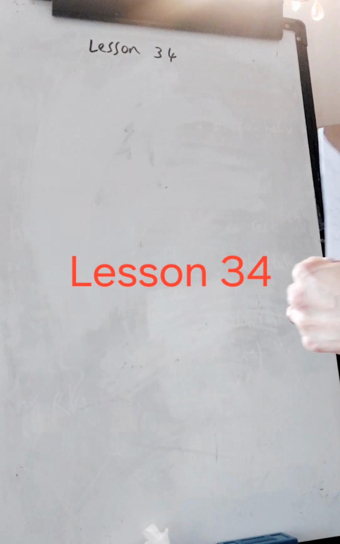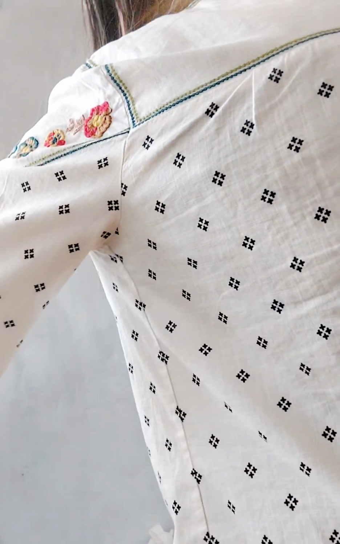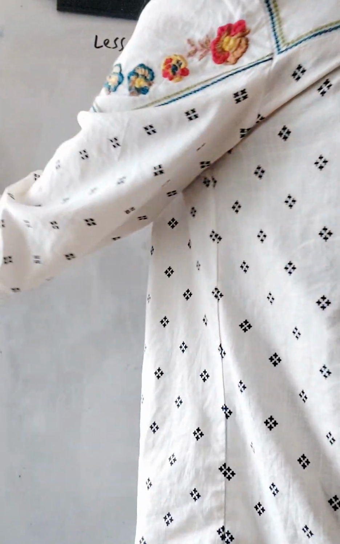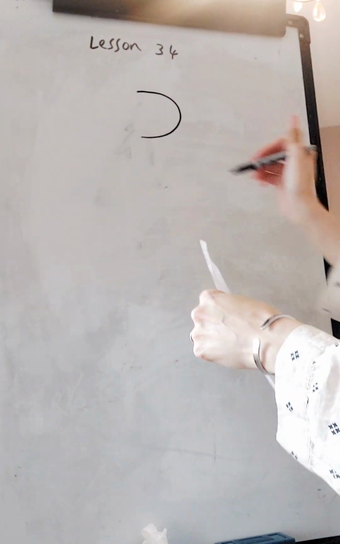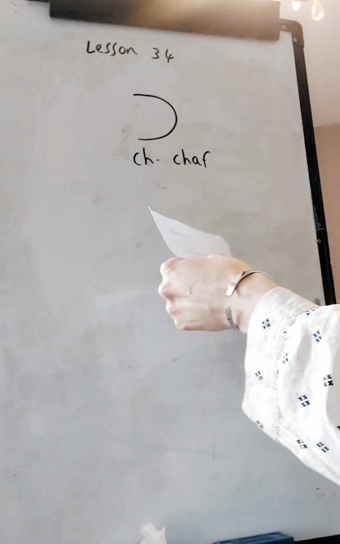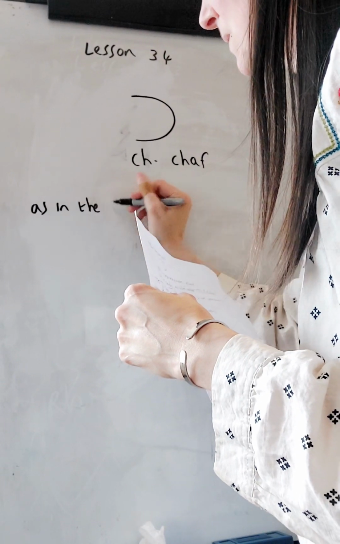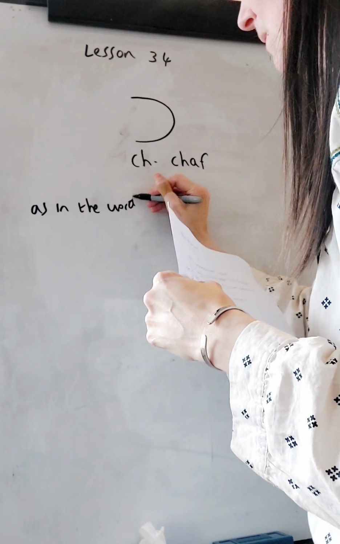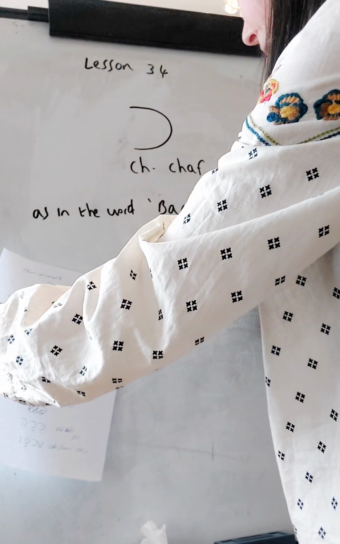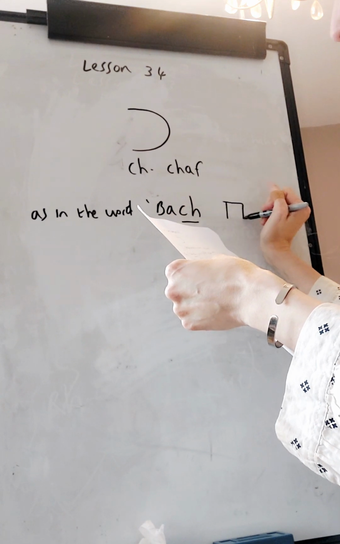So today we're on lesson 34 and we're going to look at a new consonant today. So the new consonant is khaf, as in the word bach, same as the consonant Chet.